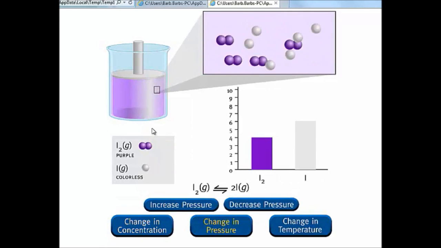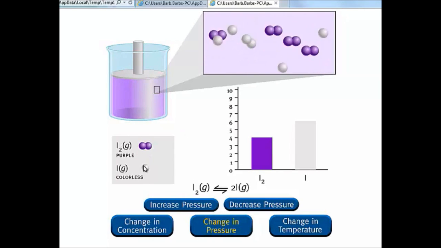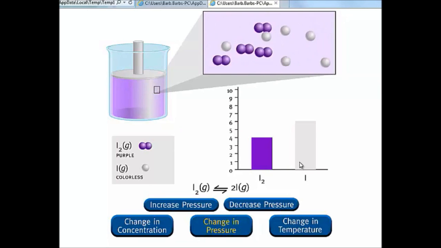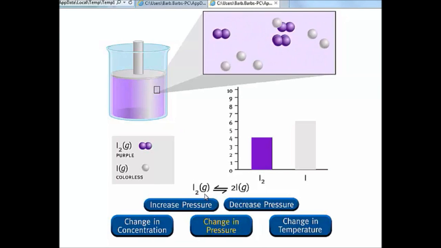Consider the equilibrium between iodine gas molecules, I2, and iodine atoms at high temperature. Iodine molecules in the gas phase are a purple color, and iodine atoms are colorless. Under the given reaction conditions, the ratio of I2 molecules to iodine atoms is 2 to 3 at equilibrium, as shown in the microscopic view.